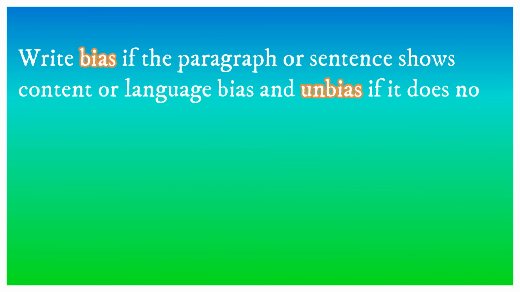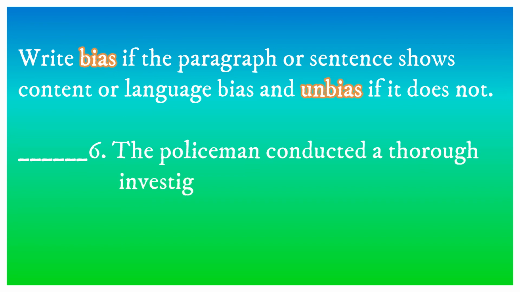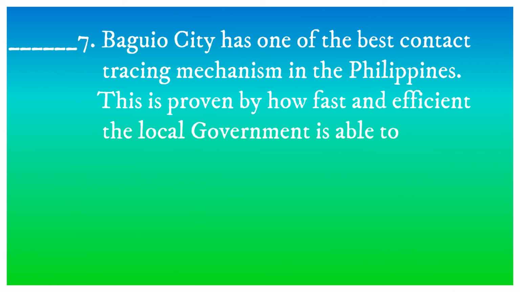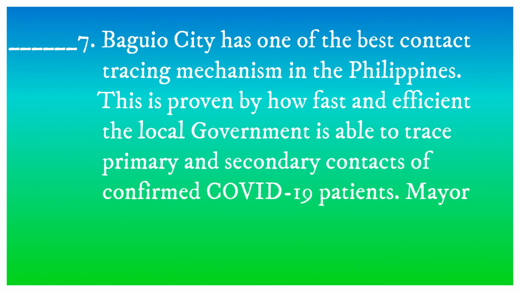Write bias if the paragraph or sentence shows content or language bias, and unbiased if it does not. Number 6. The policeman conducted a thorough investigation at the crime scene. Number 7. Baguio City has one of the best contact tracing mechanisms in the Philippines.